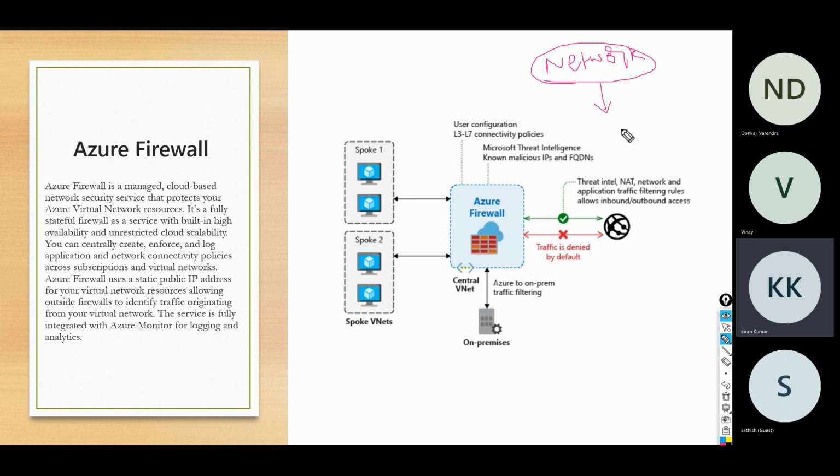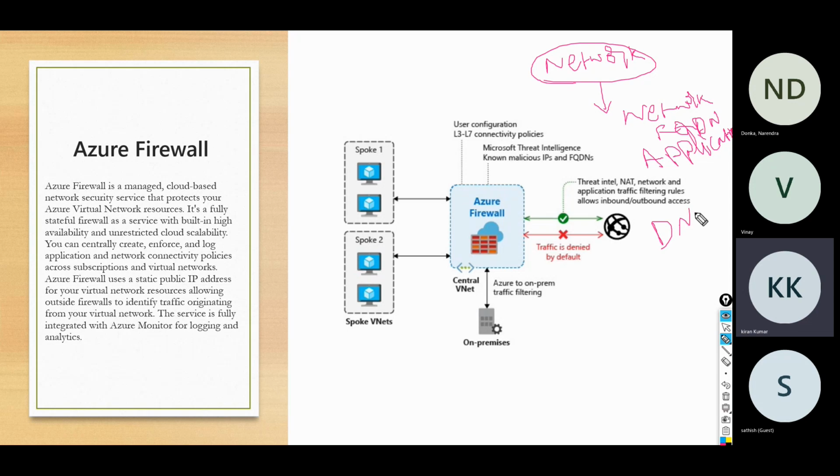Suppose somebody gives an IP address that needs to be whitelisted. Where do we need to create it? In the network rules. If somebody gives FQDN names, that means websites like google.com or microsoft.com, we can create application rules. Application rules mean that in your organization, which websites need to be allowed and which websites you don't want to allow, we can create rules under application rules.